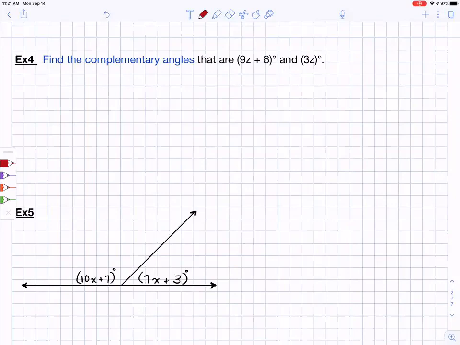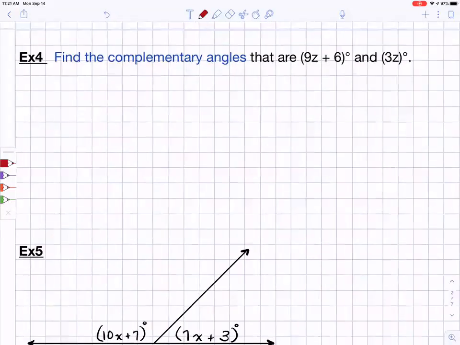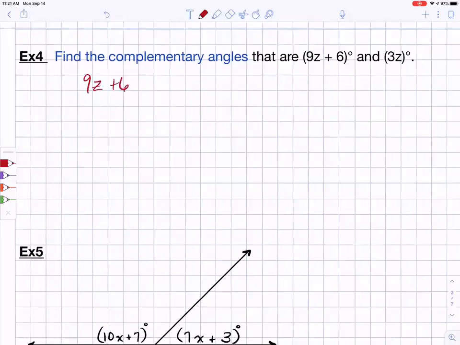So I'm going to take my two angles and add them together. When I add them together, they're going to equal 90. That's just following the definition. My first angle, 9z plus 6. My second angle, 3z. So there I'm adding my angles together, and when I add them, they equal 90. And now it's nothing more than Math 101, right? Combine like terms. You got 12z equals what, 84?